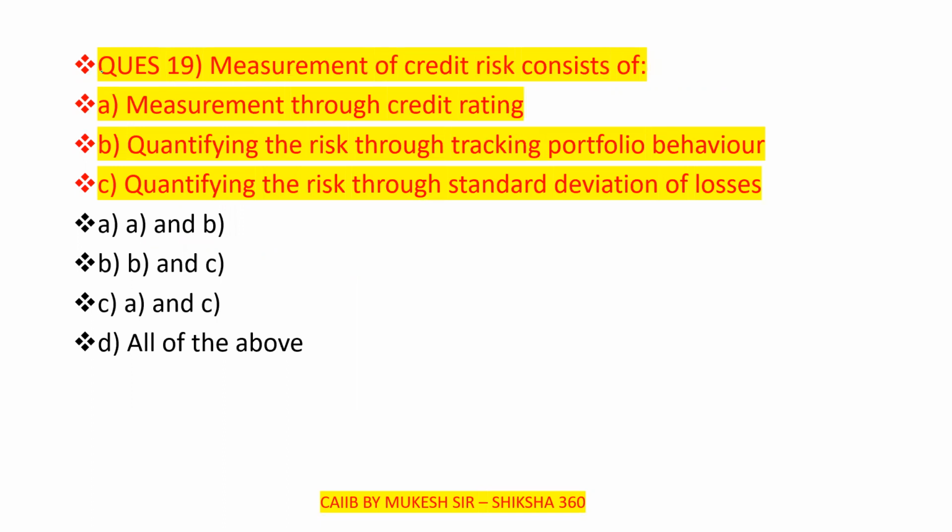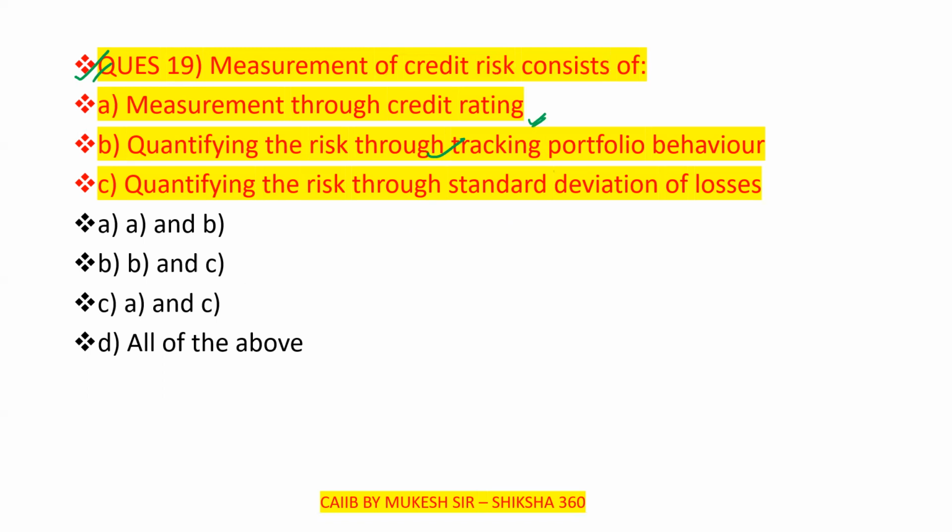Now move to the next question. That is measurement of the credit risk. Clear? Measurement of the credit risk consists of, a question from chapter number 12. First one is measurement through the credit rating. This one is the correct one. Under credit rating we are using different credit rating models.